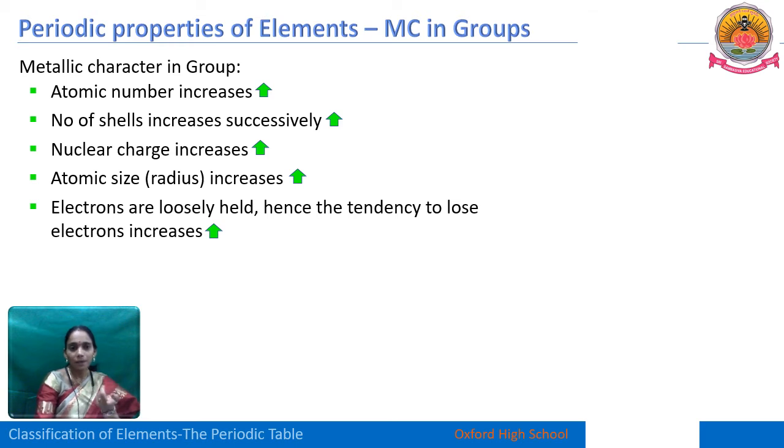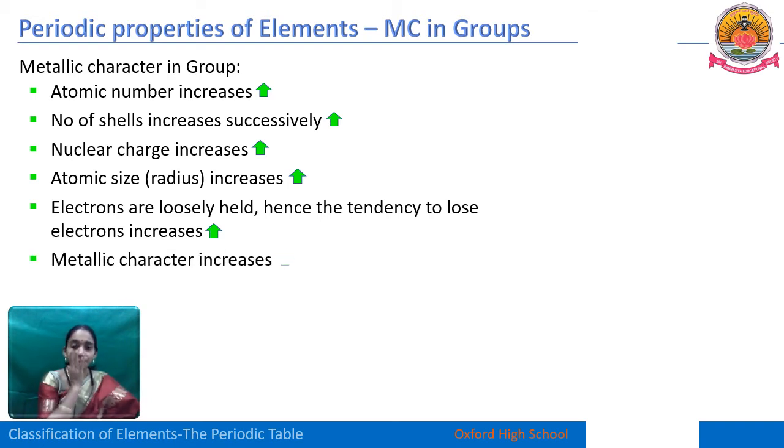But here in a group from top to bottom, the number of shells increases successively, nuclear charge increases, but these shells act as shields. So electrons are loosely held, hence the tendency to lose electrons increases because it is easy here. The loosely held electrons are easy to remove from the outer shell. So the tendency to lose electrons increases here. The tendency is nothing but the metallic character. The metallic character here increases.